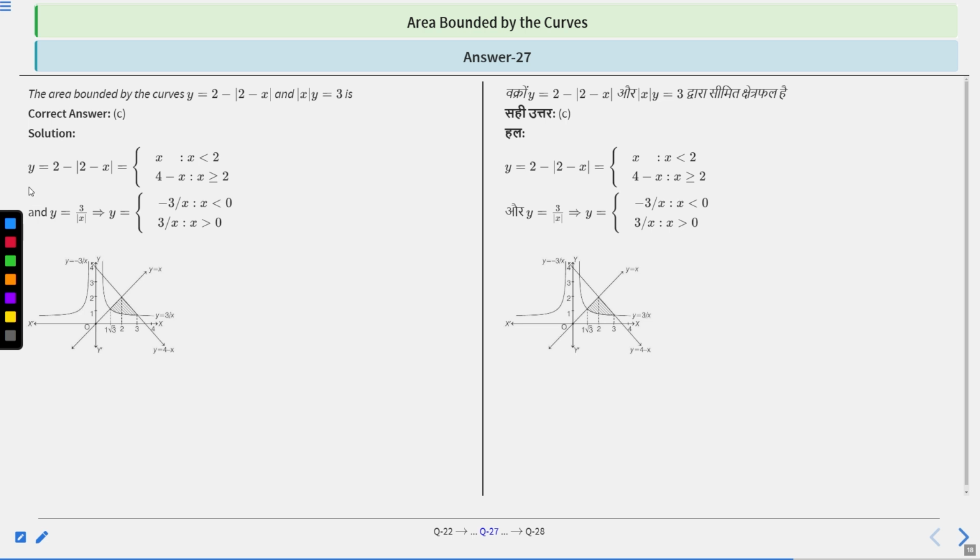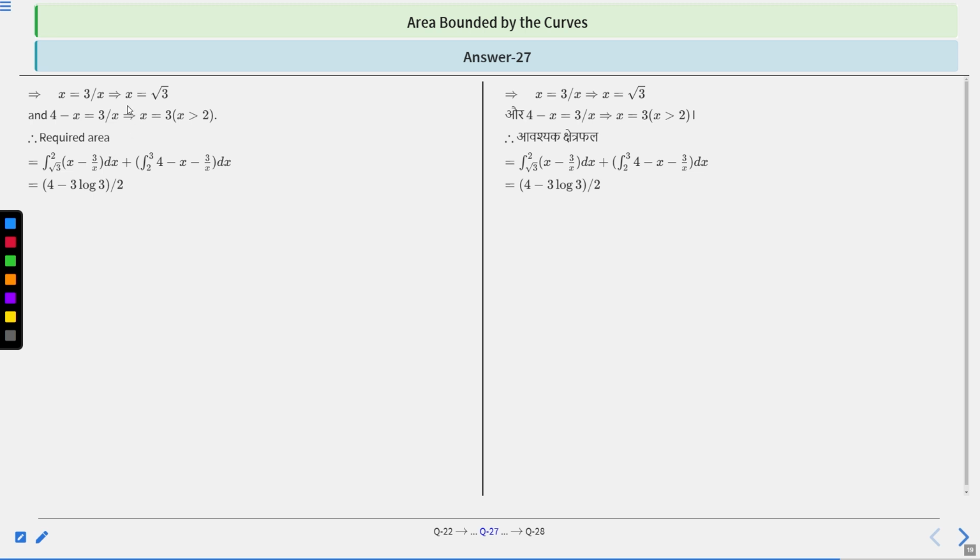See, first, y is equal to 2 minus mod 2 minus x. Therefore, it can be written as a piecewise function: y is equal to x when x is less than 2, and after solving we get 4 minus x when x is greater than or equal to 2. The second curve is y is equal to 3 upon mod x, which gives y is equal to minus 3 upon x when x is less than 0 and 3 upon x when x is greater than 0. Clear? Now we can draw the graph of the two figures and find the points of intersection, right?